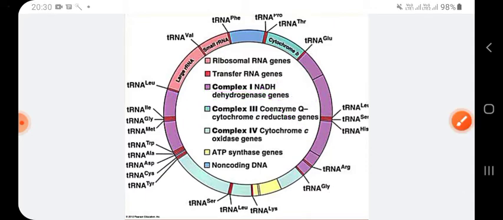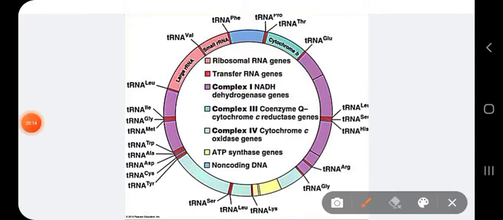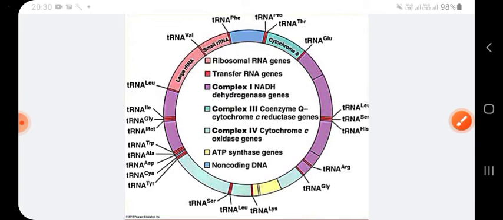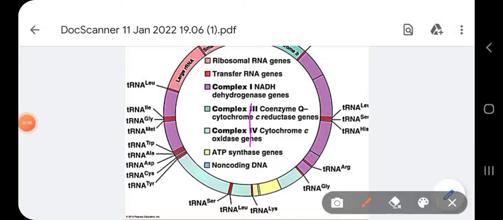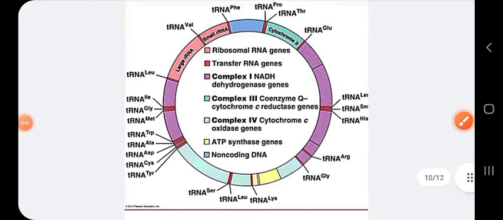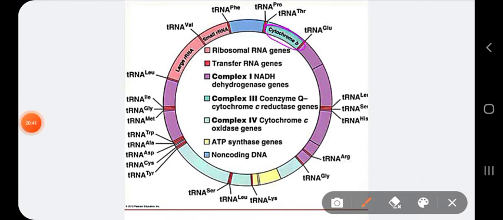Then comes complex 2-3, which is the coenzyme Q cytochrome C reductase genes. They are shown in individual colors. So just go through this diagram and what I have taught you today. You can also see cytochrome B written here. That's the point.